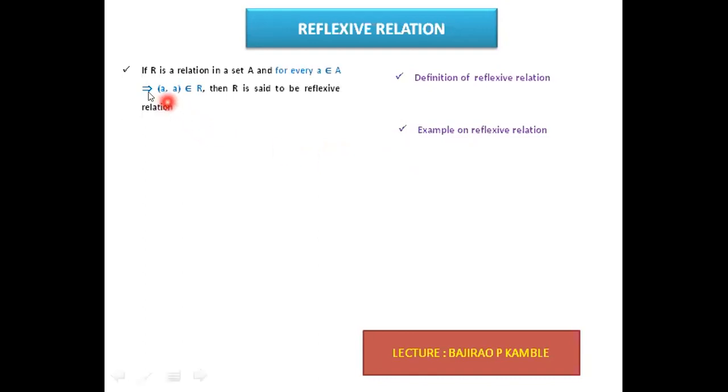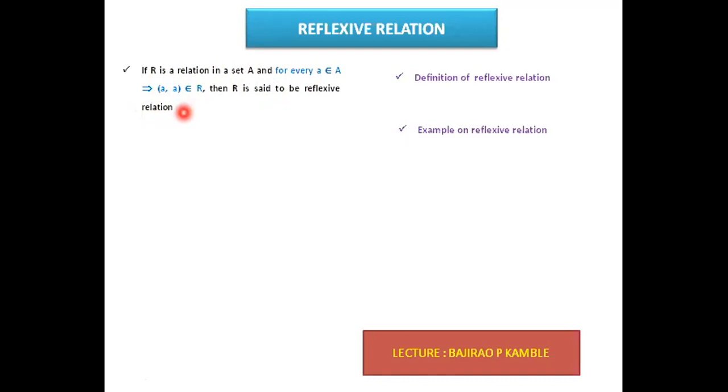reflexive relation. Here, if R is a relation in a set A, what is a relation? When you say that R is a relation in a set A, this concept will be discussed in this class also. And for every a belongs to A, that implies the ordered pair (a, a) belongs to R. What does it mean? For every element in the set A, that ordered pair must be there in relation R. Then R is said to be a reflexive relation.